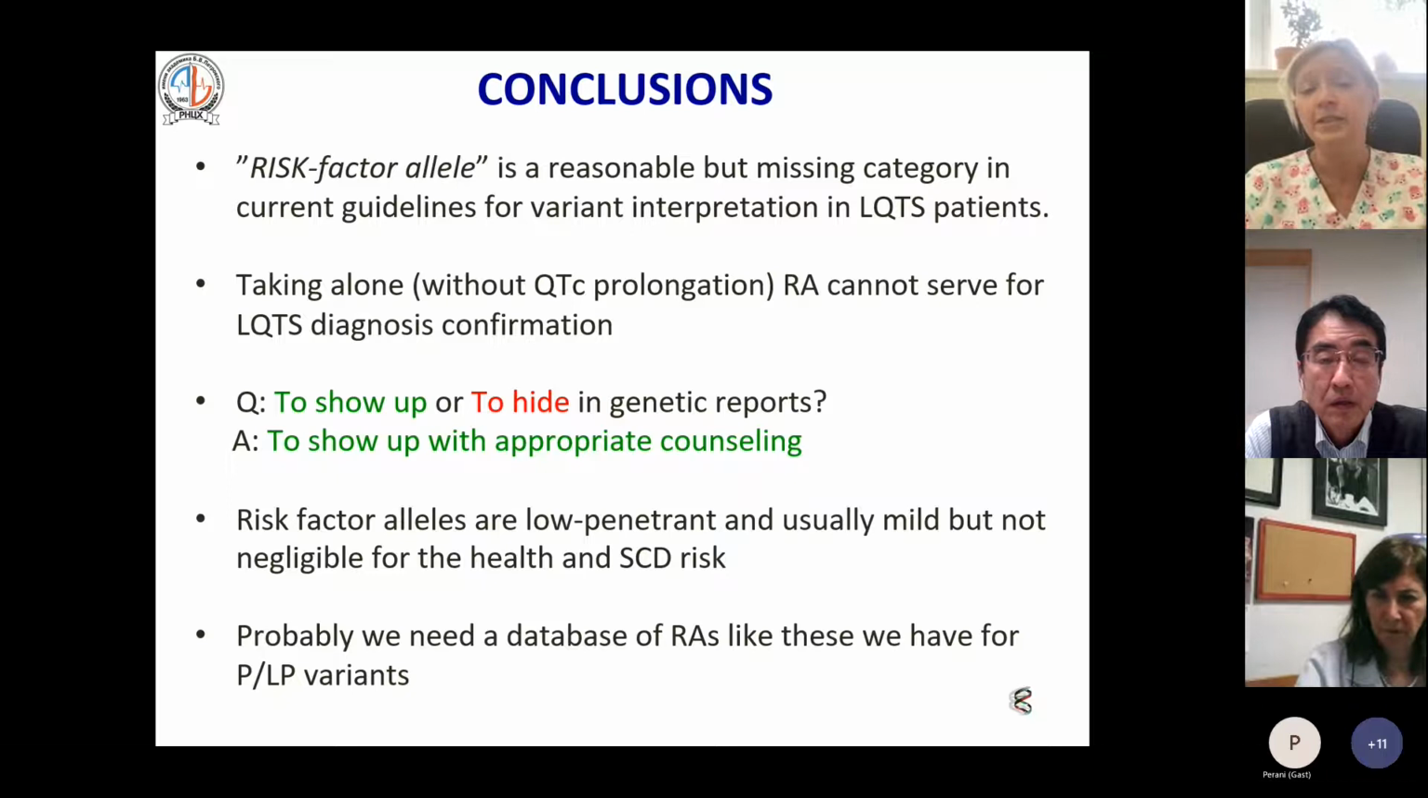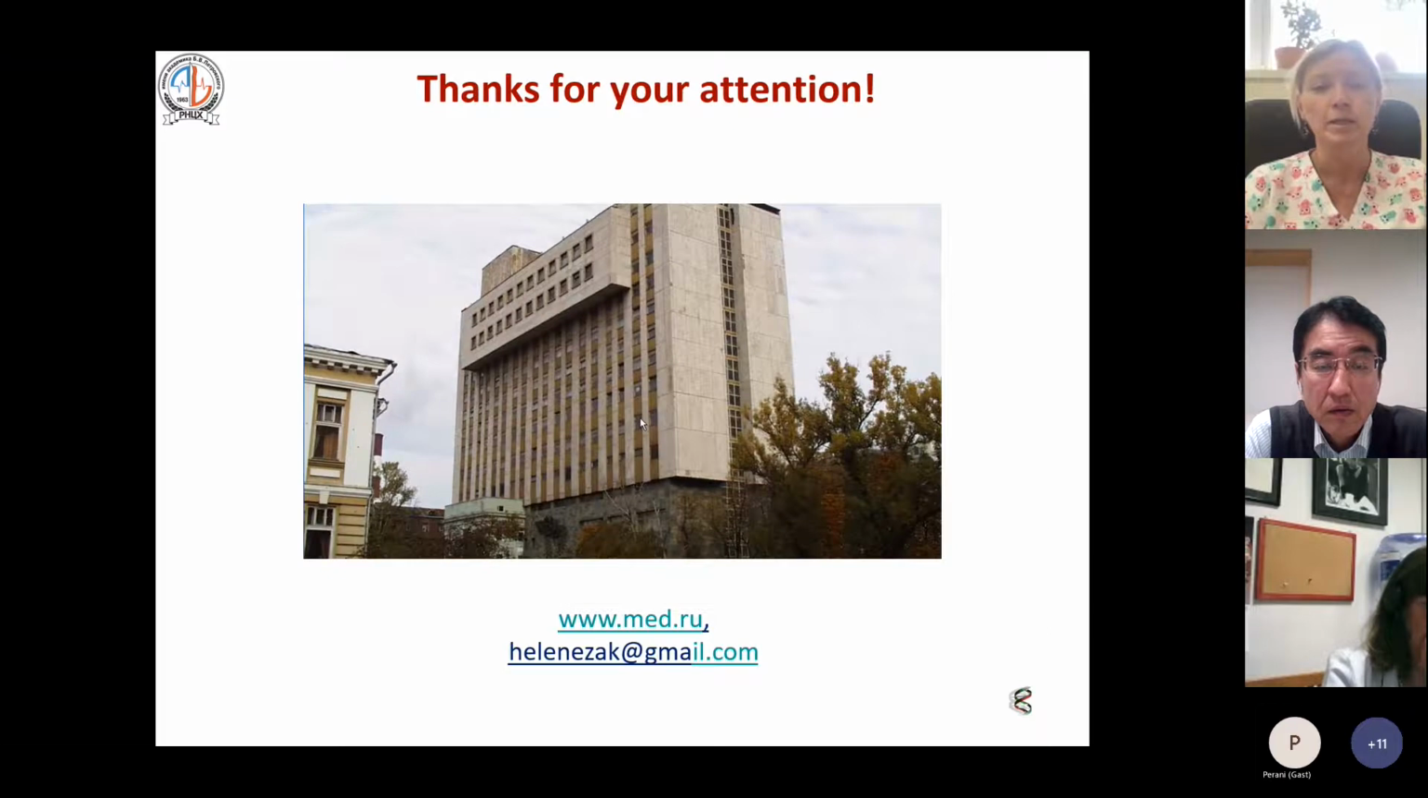And we found, at least in our cohort, that risk factor alleles are low penetrant and usually mild, but not negligible. At least 2 families had repeated sudden cardiac death cases. I think we probably need a database of such risky alleles, like we have a database for mutations, and it would be very helpful in many clinical situations. Again, 20% of our cohort, 18 and something, had such genetic findings. And next one. Thank you very much for your attention. I would appreciate questions and probably your opinion about these alleles.